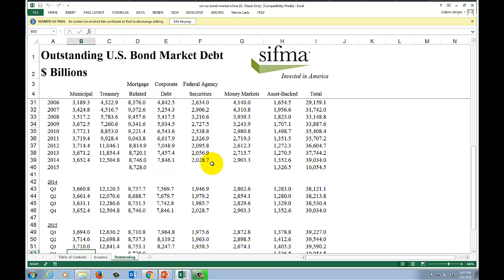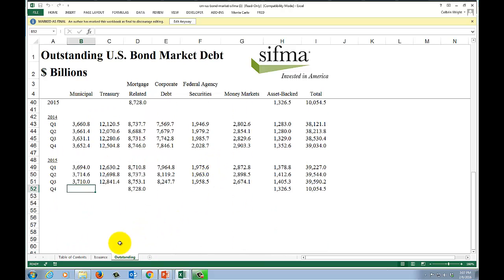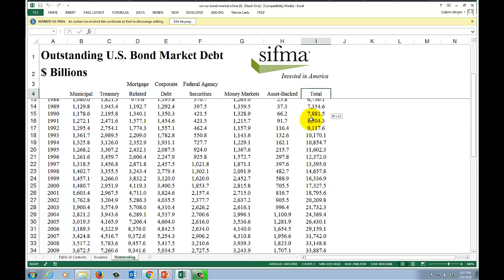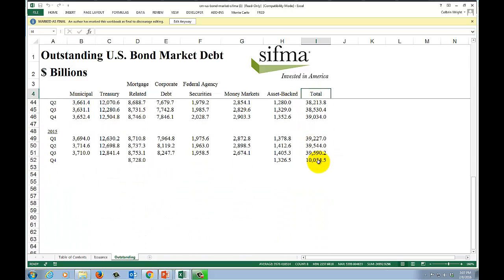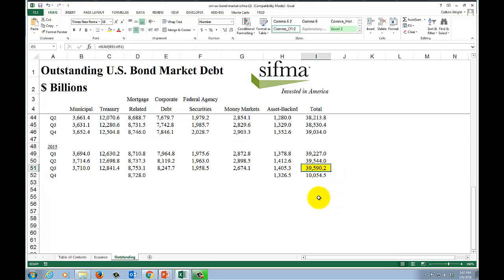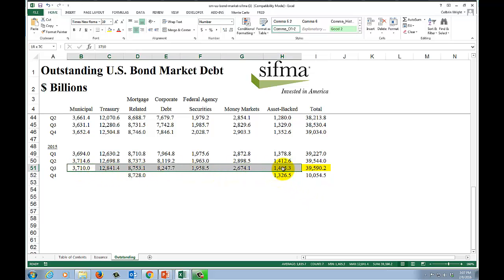What I've pulled up here is data regarding the amount of bonds that are outstanding. And for the most recent data that I have, which is Q3 2015, I want you to see the total amount of bonds outstanding, let me highlight this for us just so we can see it. The total amount of bonds outstanding in the US as of the end of Q3 2015 was $39.5 trillion. $39.5 trillion, and you can see how that breaks down.